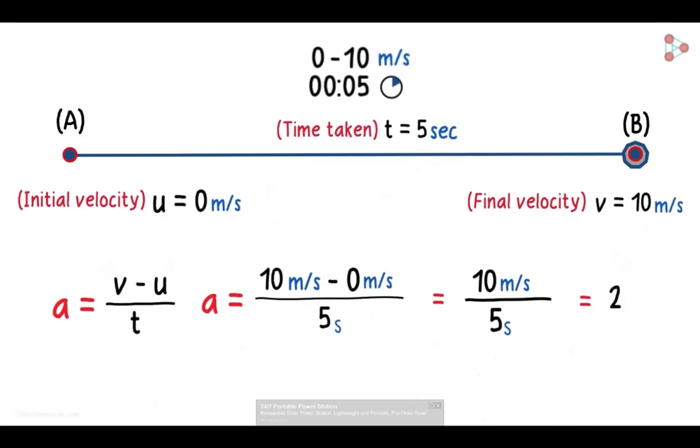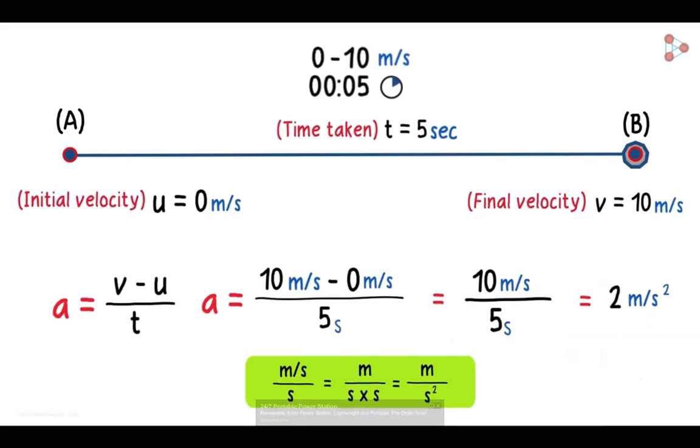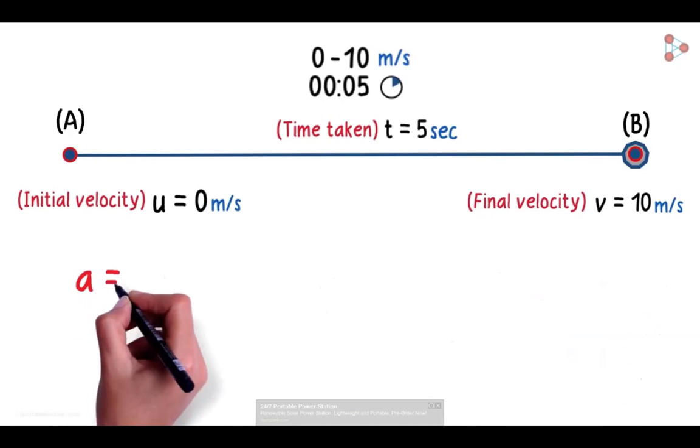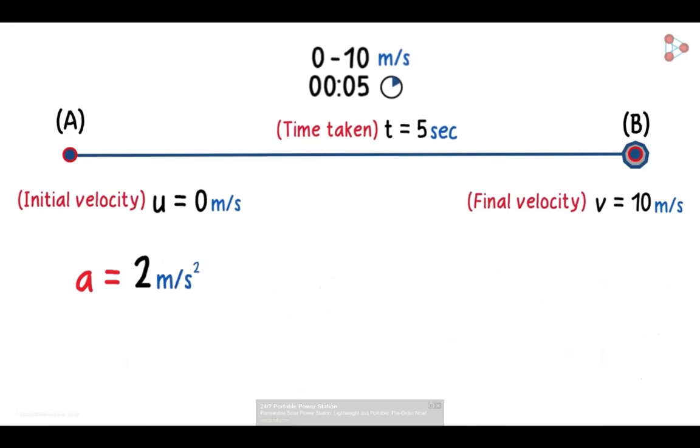Wait, hold on. What will be the units of acceleration? We should get a hint by looking at this. The units of acceleration will be meters per second, because it's the change in velocity over the time taken. As this is meters per second, we can carry this second to the denominator, and what we will get is meters per second squared. This one is more intuitive, but this one is a bit neater, I would say. So the acceleration in this case will be 2 meters per second squared.